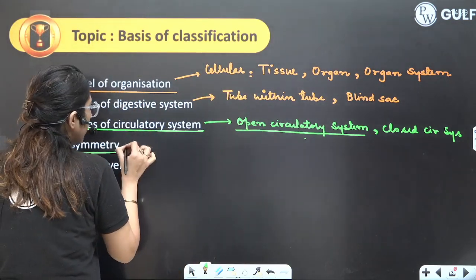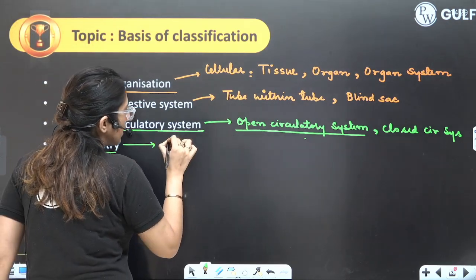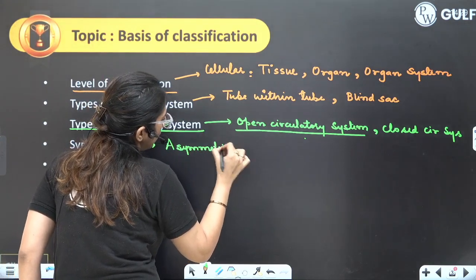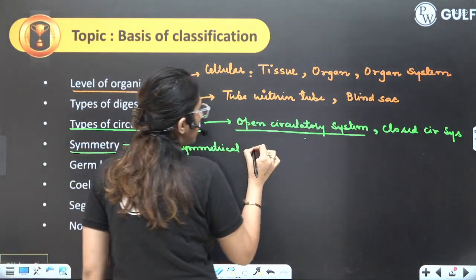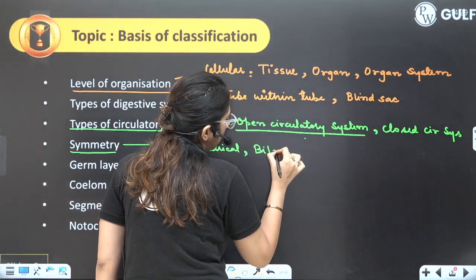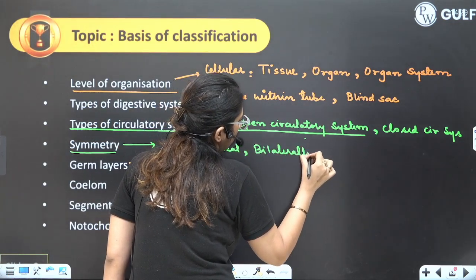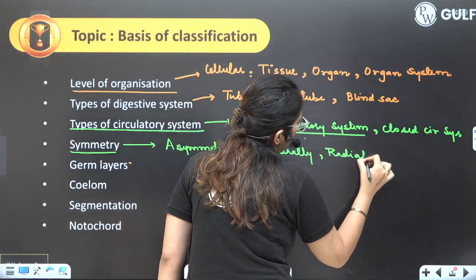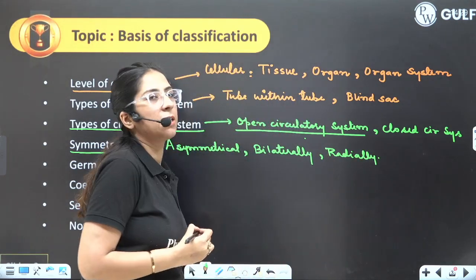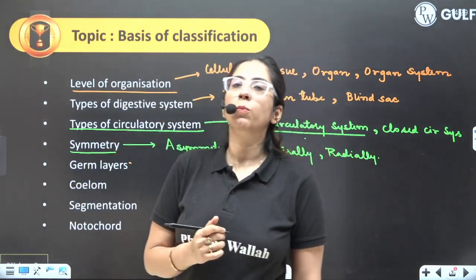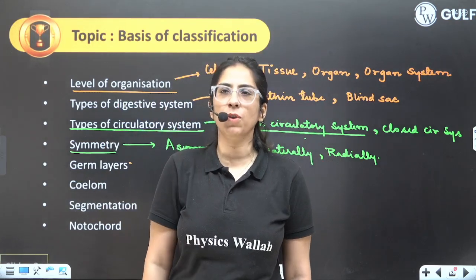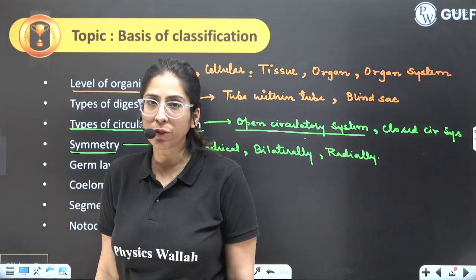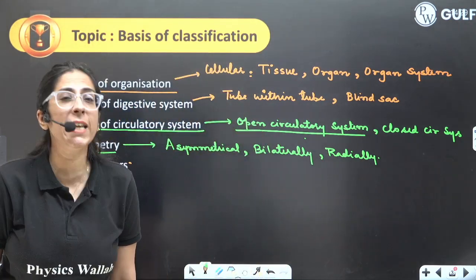Symmetry. Symmetry means an organism can be asymmetrical, bilaterally symmetrical, or radially symmetrical. Radially symmetrical means the body can be divided into two equal halves by many planes passing through the center of the body. But when there is only one plane by which the organism can be divided into two equal halves, that is termed bilateral symmetry.